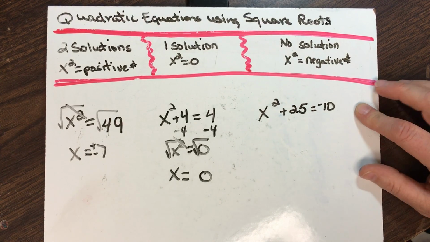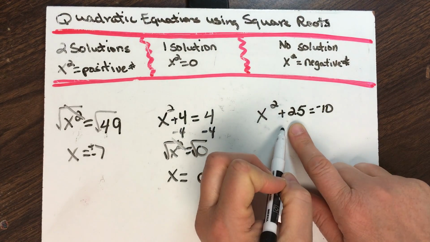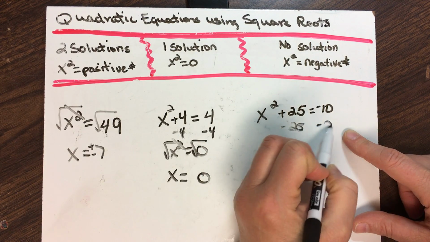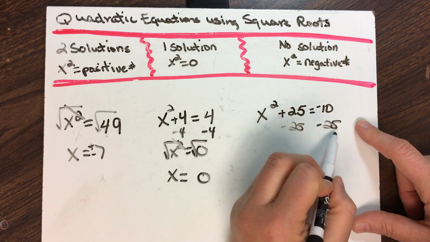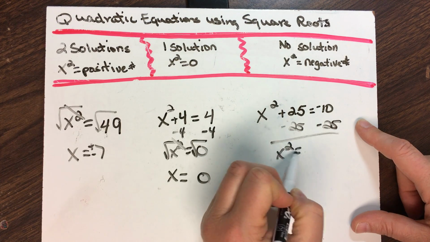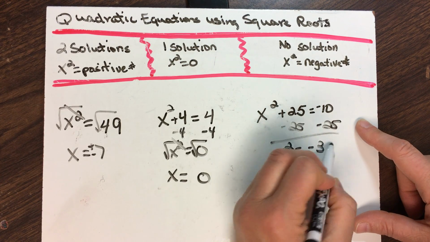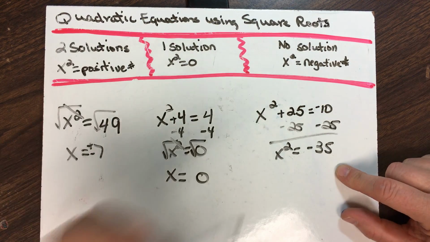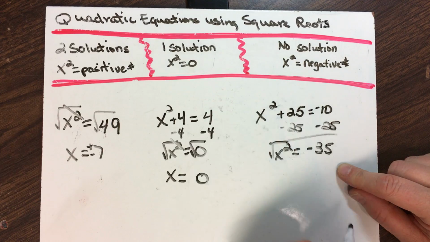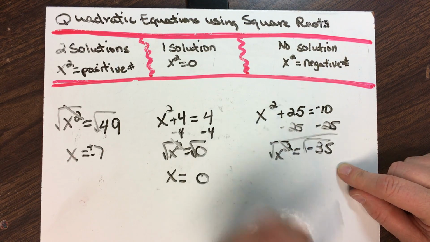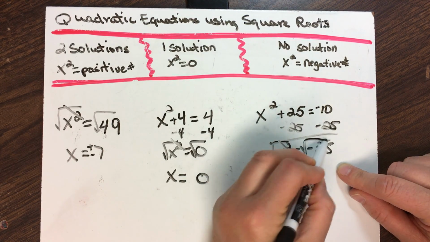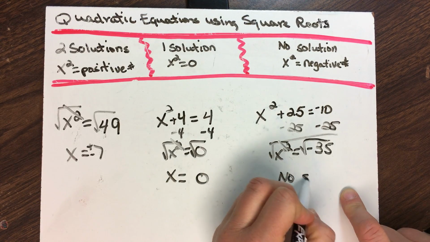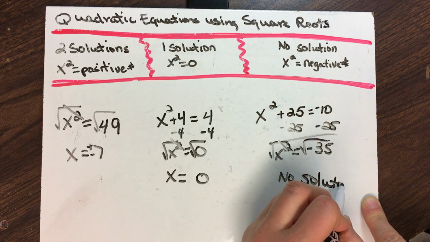And then we have something that has no solutions. So let's take a look. Isolate the variable again. Subtract 25, subtract 25. So then I have x squared equals a negative 35. Well, one of our rules said that we can't have a negative under the square root. So if I go to do this, and I square that, find the square root of that, that isn't going to work. So there's no solution for this situation.